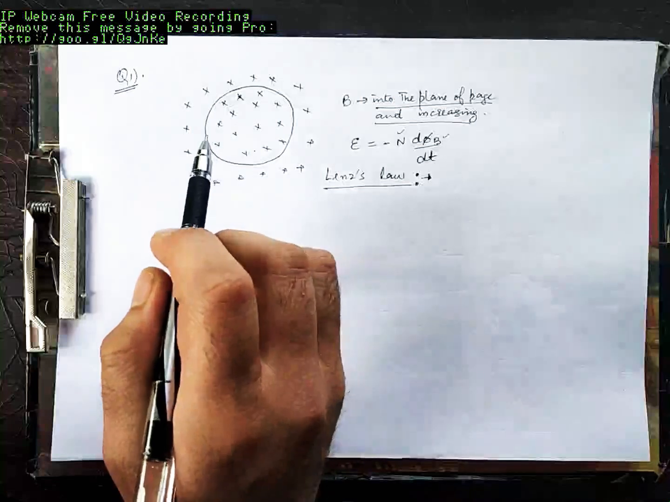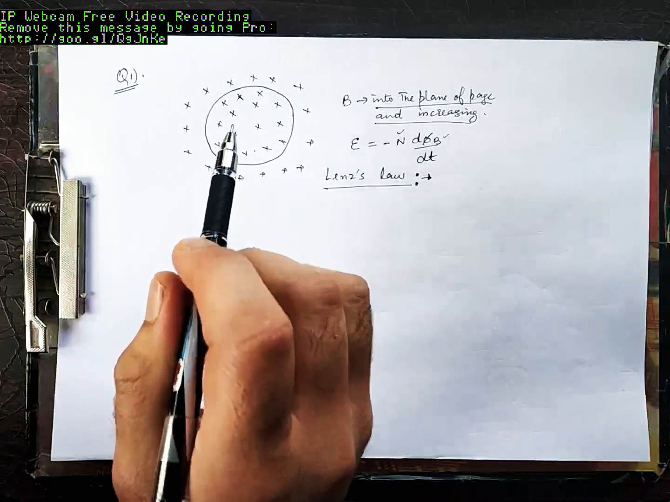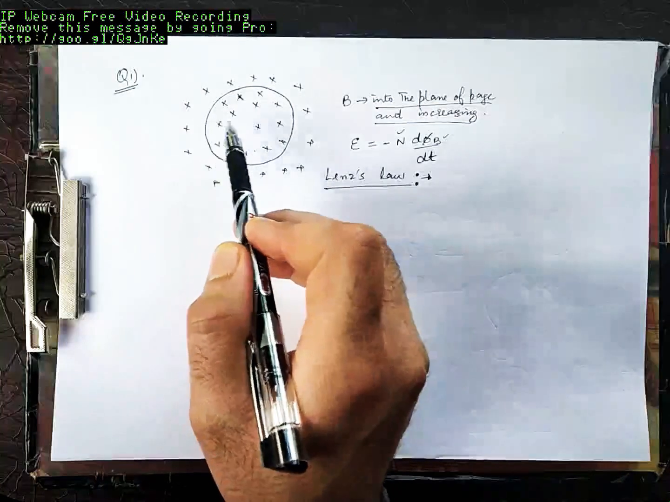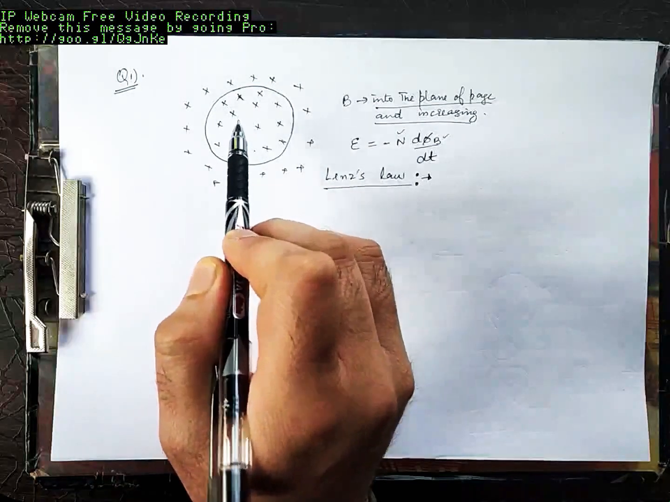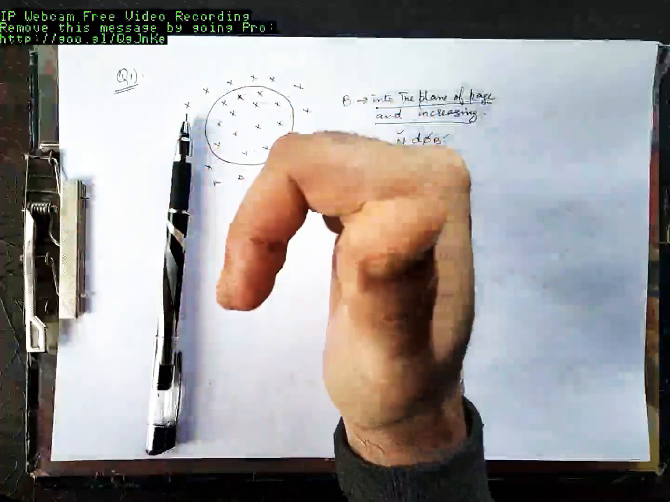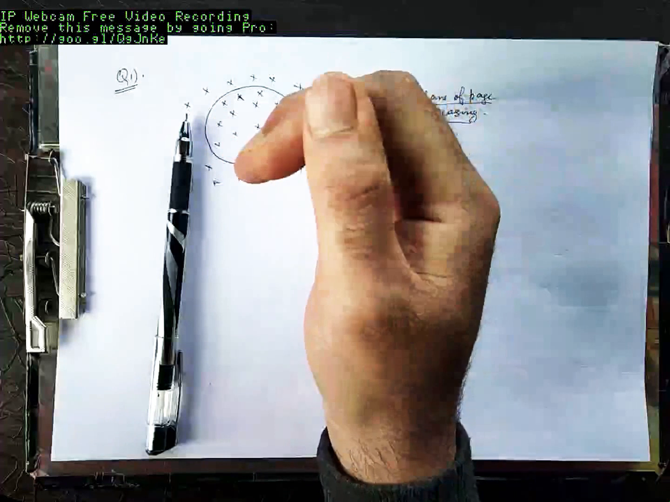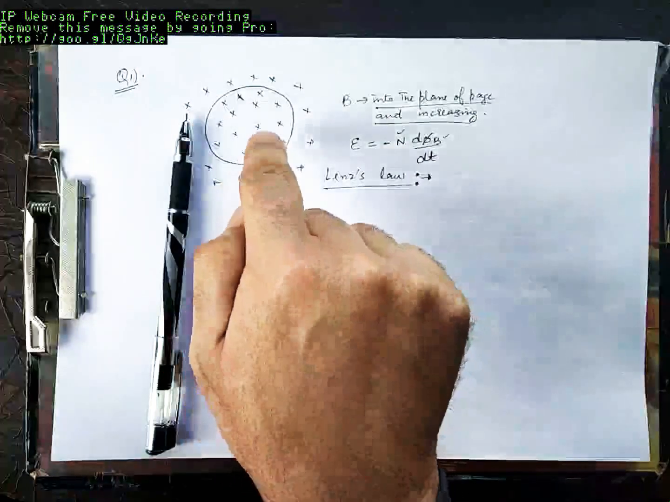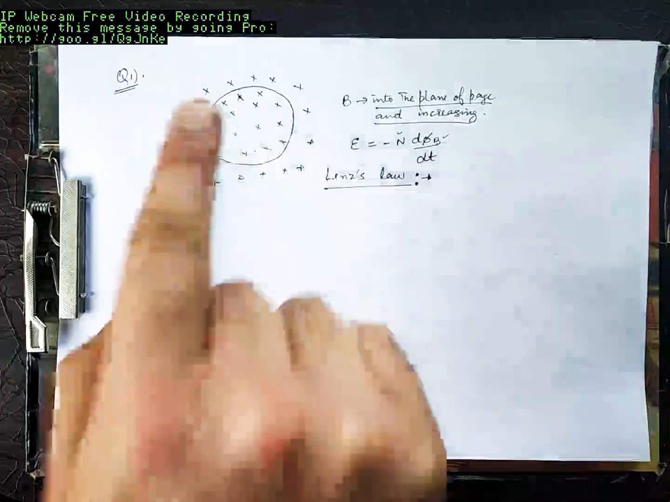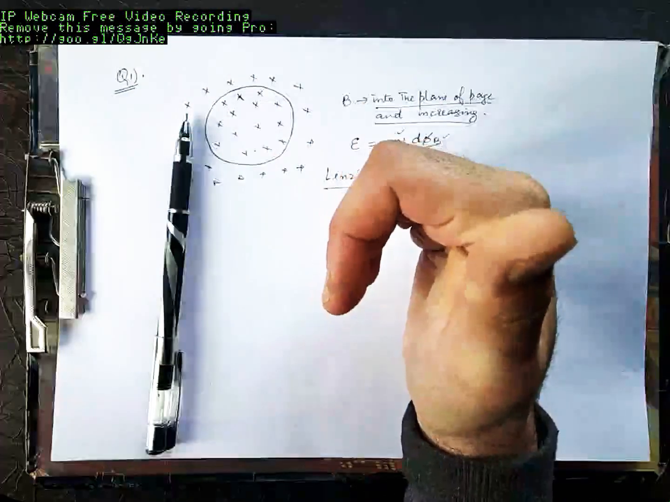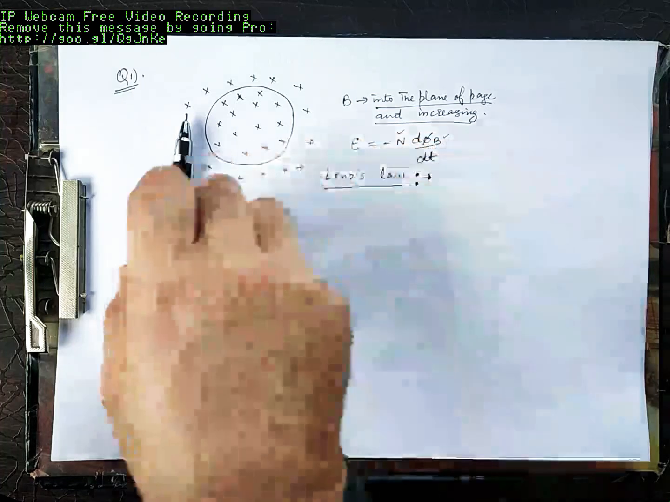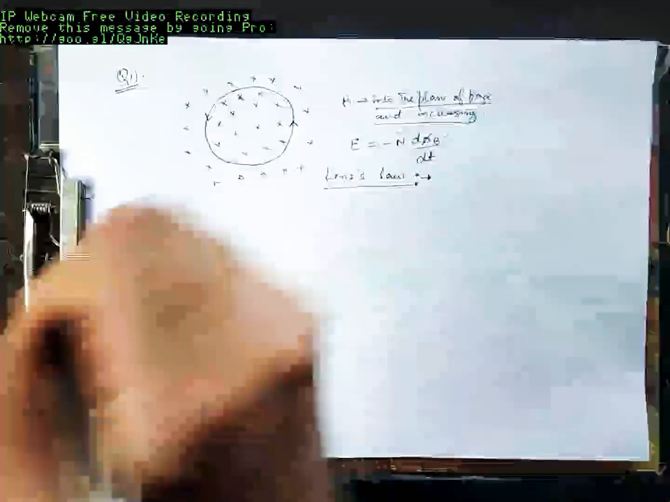So the current should be such that it produces flux which does not increase, but decreases. Since the flux is into the plane of the page, the induced current should produce a field out of the plane of the page. With the curl of my fingers giving the direction of current and my thumb giving the direction of the magnetic field, for a field out of the plane of the page, the current is in the anti-clockwise direction.